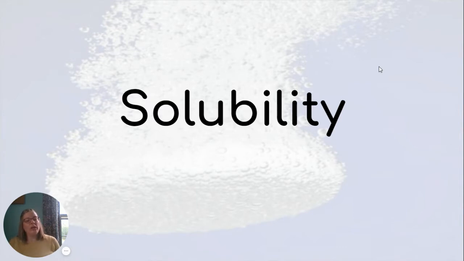JP Chem. We are going to be talking about solubility today. With solubility, it ties together our intermolecular forces with what we've been talking about lately and liquids. So we will be getting to talk about why certain liquids mix together and why certain liquids don't mix together. And it's actually all based on their intermolecular forces.